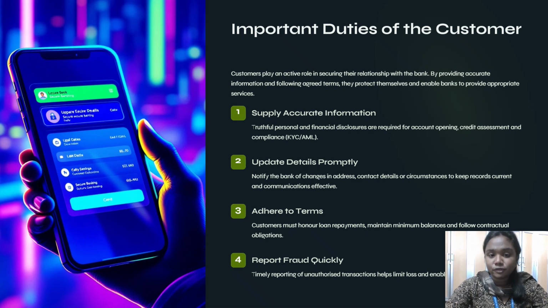Next, important duties of the customer. Supply accurate information. Truthful personal and financial disclosure is required for account opening, credit assessment, and compliance. Update details promptly. Notify the bank of changes in address, contact details, or circumstances to keep records current and communication effective. Next, customers must honor repayment and maintain the minimum balance in the account. Next one is report fraud quickly. If any misuse is happening, we have to inform the bankers quickly.